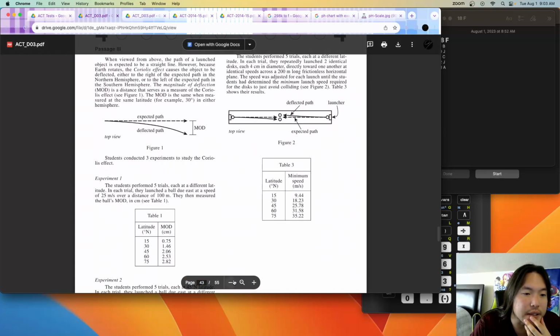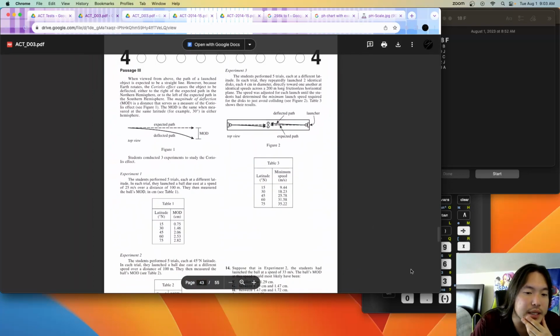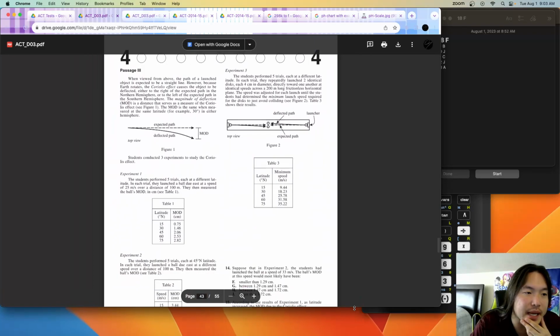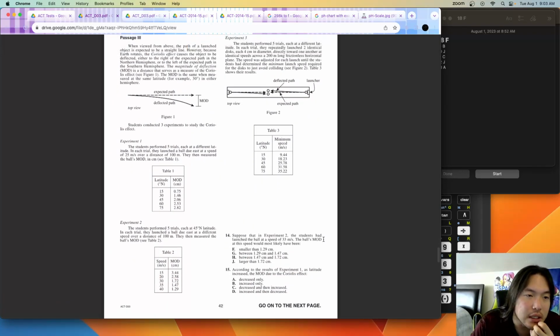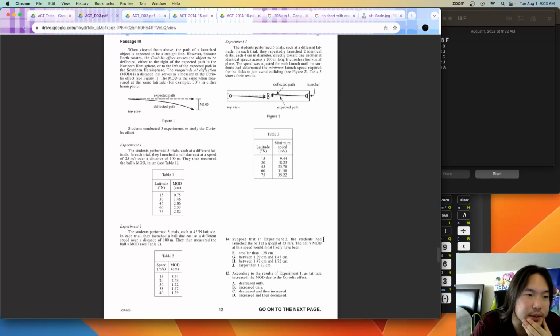Okay. And then I would say the other big thing that comes into play for this passage 3 is just common sense. Yeah, there's this question that kids always get wrong in this set. Okay, so what's going on?